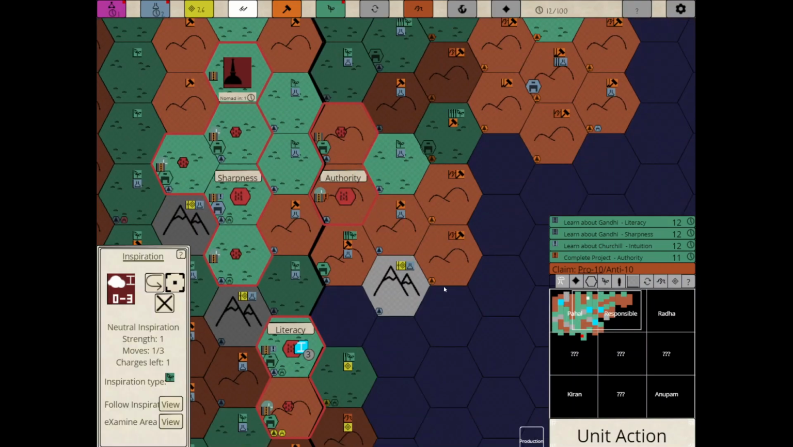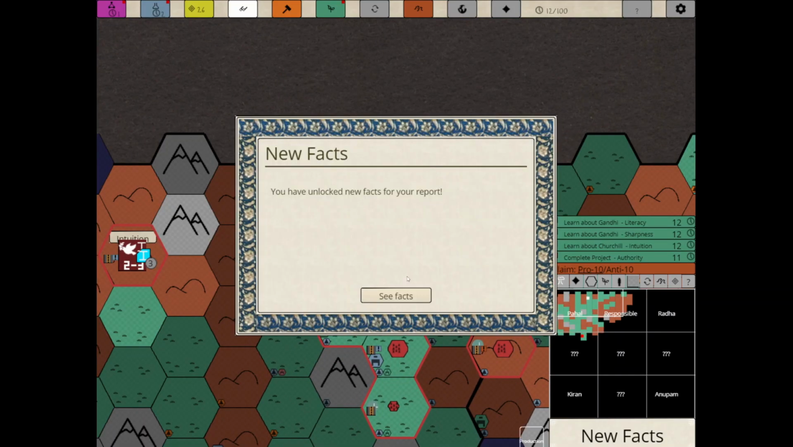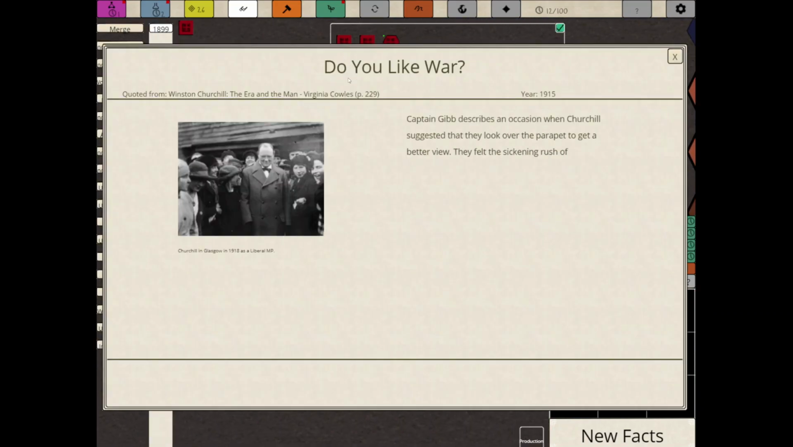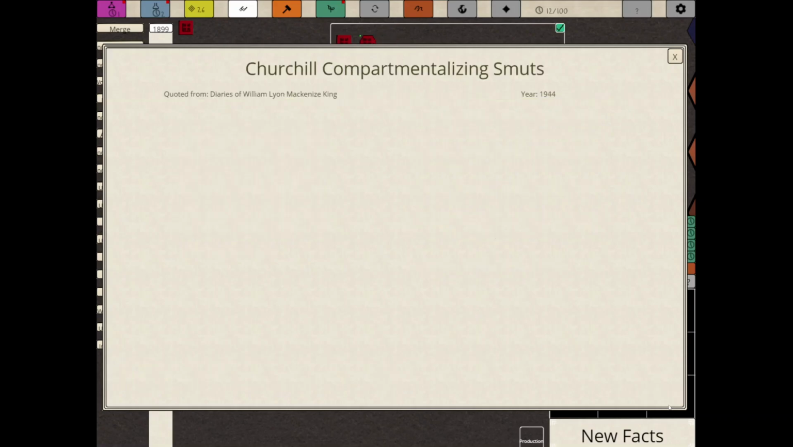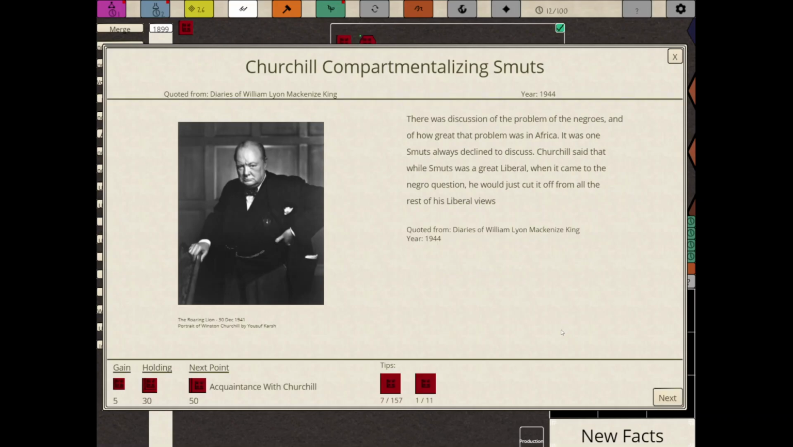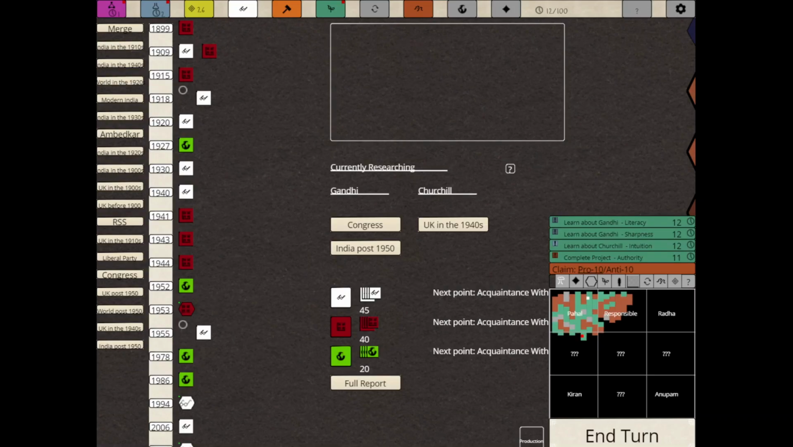And in aid of that, one of the things Civilization does is it presents you with a lot of real facts about real people. So here we have Virginia Cowles talking about how Churchill, when he met a captain, asked him, "Do you like war?" This is a real fact that actually happened to Winston Churchill. And here you can see Churchill himself talking about Smuts and how he was willing to separate Smuts's liberal views from his racism. And here again you see Cowles summarizing Churchill, a man whom she personally knew.